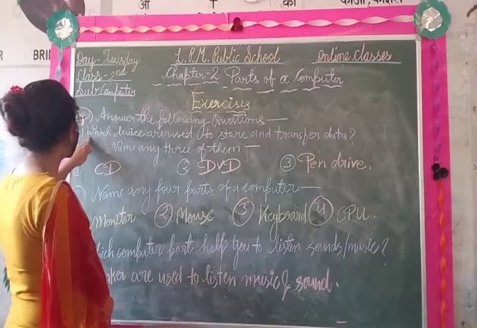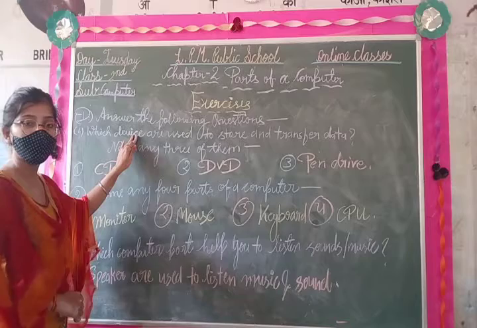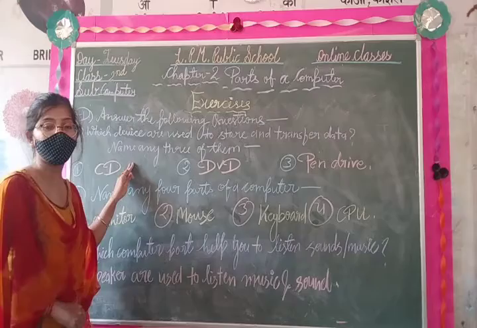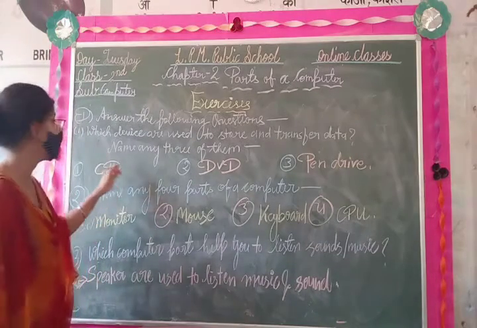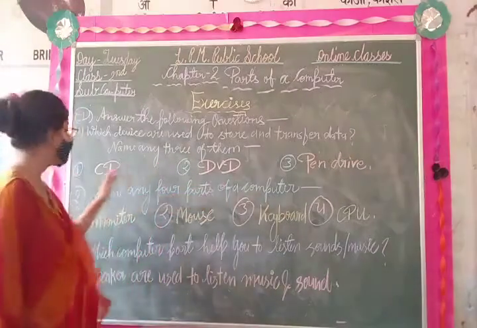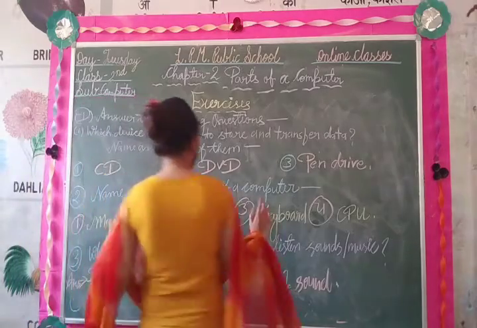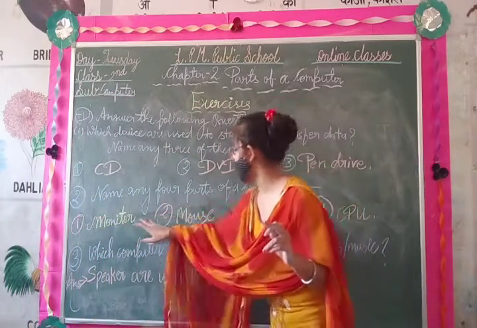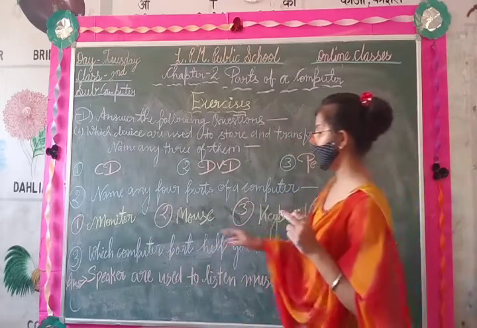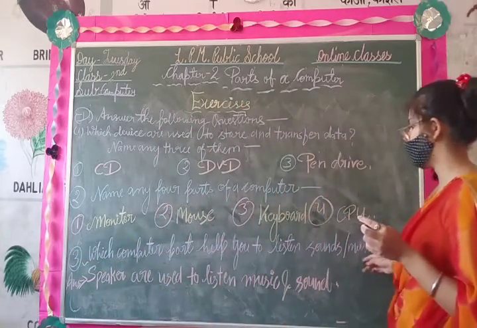So students, now we are going to revise question D. Answer the following questions. Number first: which devices are used to store and transfer data? Name any 3 of them. Number first is CD, number second is DVD, number third is pen drive. Now question number second: name any 4 parts of a computer. Number first is monitor, number second is mouse, number third is keyboard and number 4 is CPU.